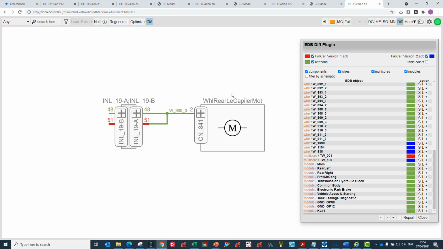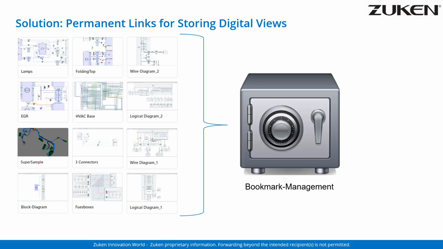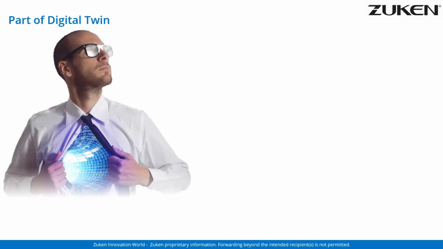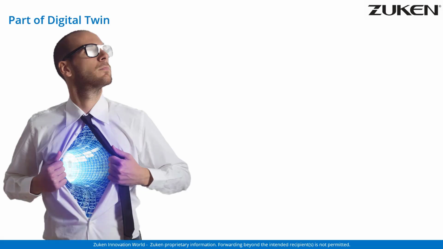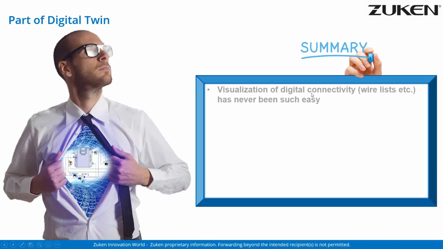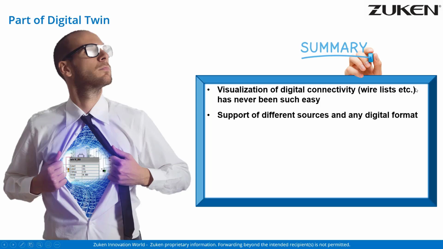Coming back and going for a summary, I think connectivity browser is a part of a digital twin. It's a mandatory part of a digital twin strategy. And I hope you agree with my statement that the visualization of a digital connectivity of a wire harness has never been that easy like we can do it here with the E3.Connectivity Browser. We are supporting different sources coming from E3, having legacy data from partners in any kind of digital format. So we are very flexible on this part as well.